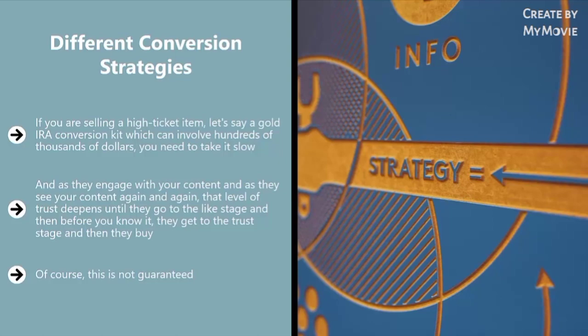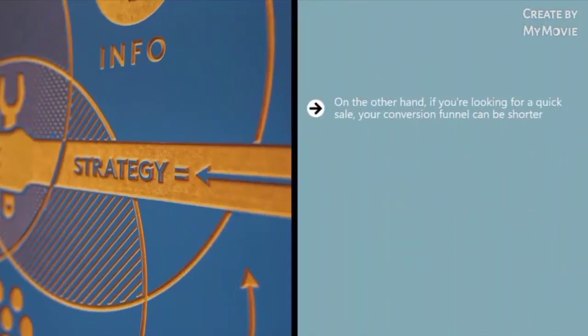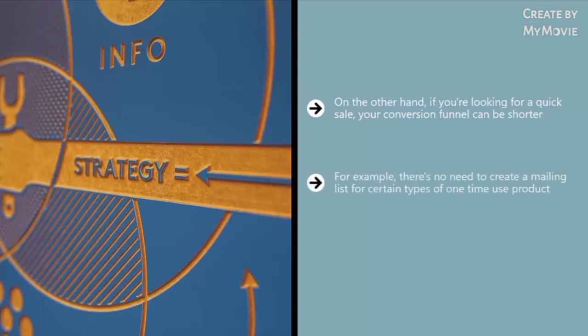If you're looking for somebody to transfer their retirement fund worth hundreds of thousands of dollars from one fund to a gold fund that you're an affiliate of, you have to invest in a long funnel that builds trust over an extended period of time. On the other hand, if you're looking for a quick sale, your conversion funnel can be shorter. In other words, you can basically tell the reader to ship or get off the pot. It's pretty straightforward.